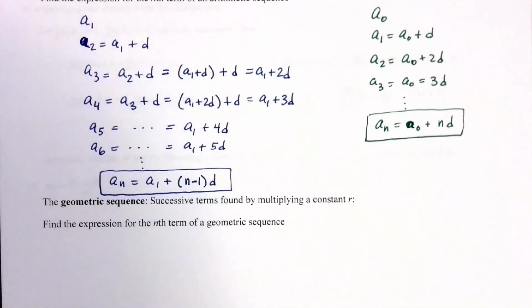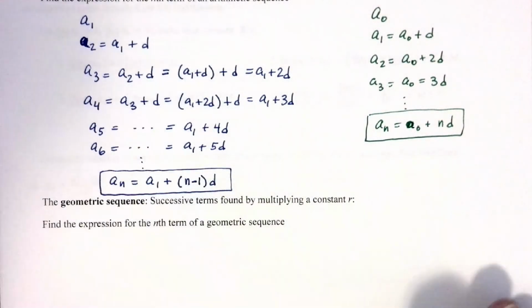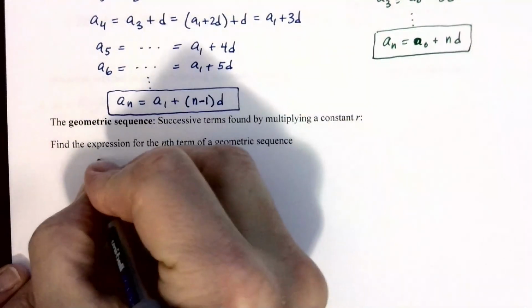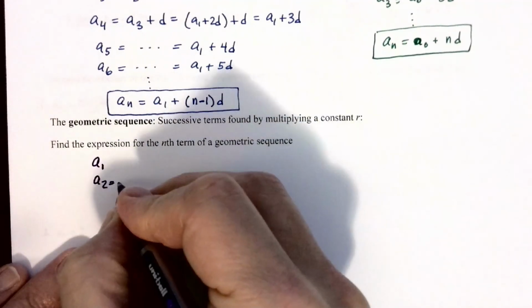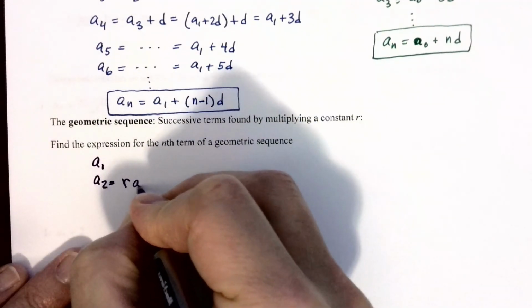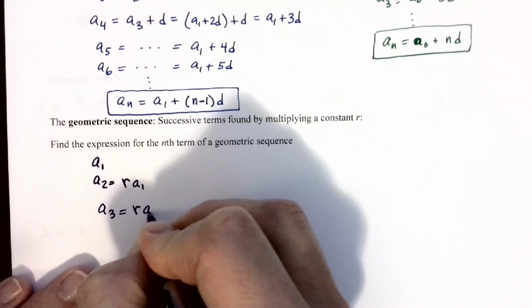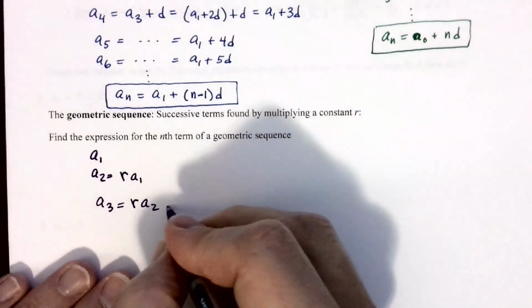Let's look at the geometric sequence. The geometric sequence is found by multiplying the previous term in the sequence by a fixed value. And usually we use the constant r for that. And so let's find the nth term there. So again, I'll start with a sub 1. A sub 2 is found by multiplying r times a sub 1. A sub 3 is found by multiplying r times a sub 2. Now a sub 2, though, is r times a sub 1.